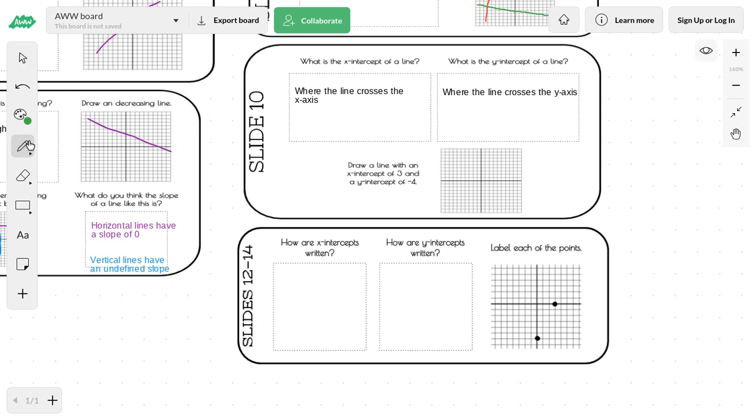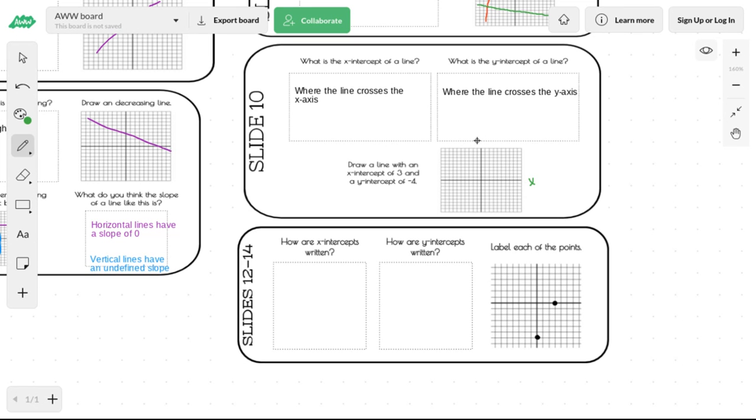So it says to draw a line with an x-intercept of 3 and a y-intercept of -4. Well, I can just mark where those 2 points are. So this is my x-axis, and this is my y. So it has an x-intercept of 3. I need to cross here. And then a y-intercept of -4, I need to cross down here. And so I can draw a line that goes through those 2 points. Make sure yours is straighter than what mine looks like, but you get the point.